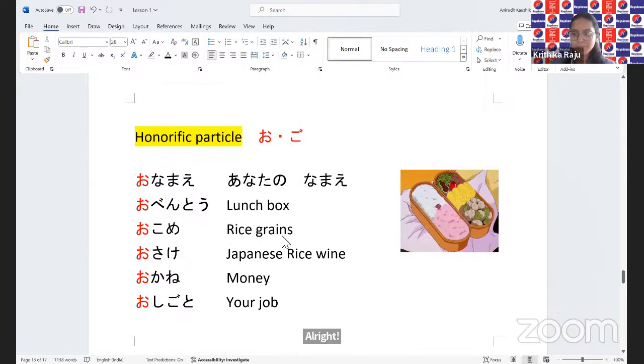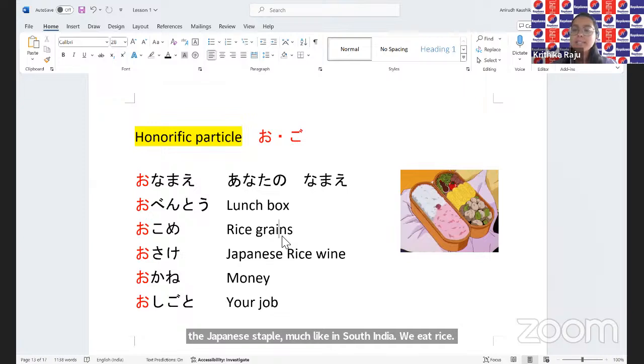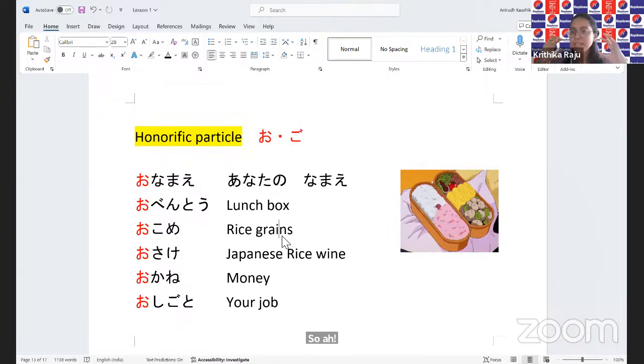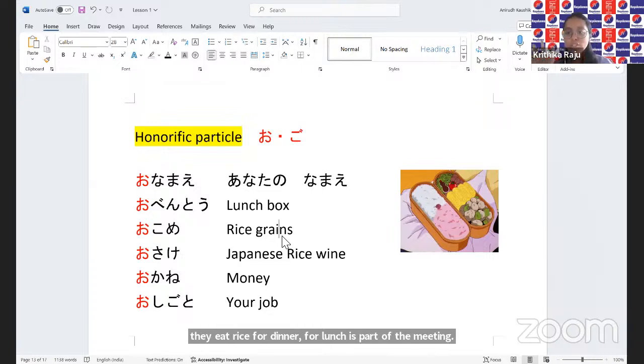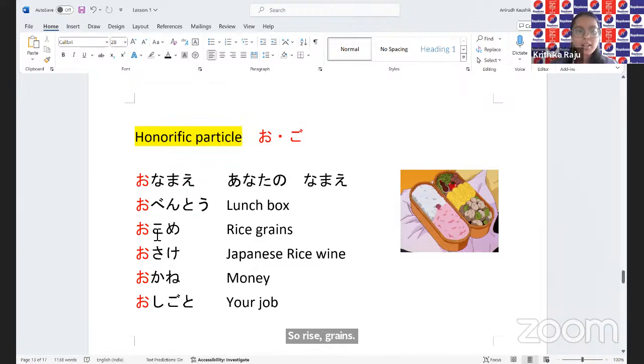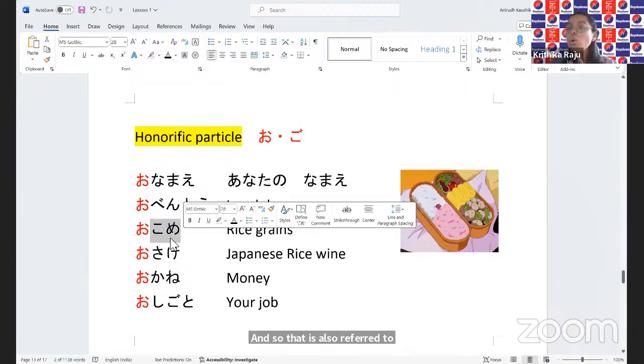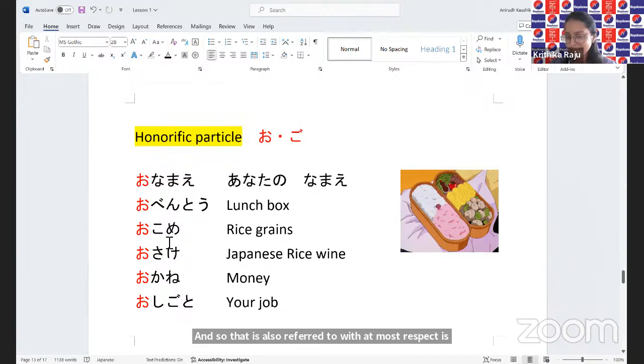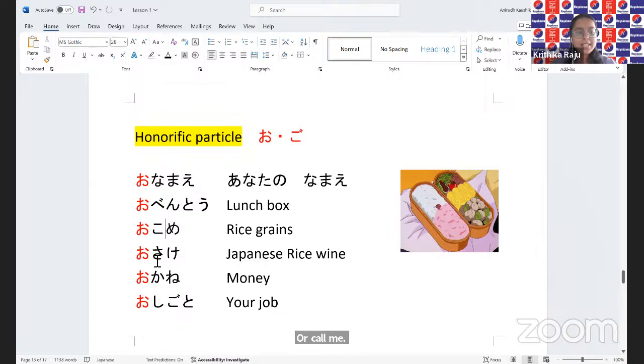Obento. All right. The next is rice grains. Rice is a Japanese staple, much like in South India, we eat rice. So here also rice is very important. In fact, for breakfast, they eat rice. For dinner, for lunch, rice is part of the meal. So rice grains, not cooked rice, but rice grains, are kome. And that is also referred to with utmost respect as okome.